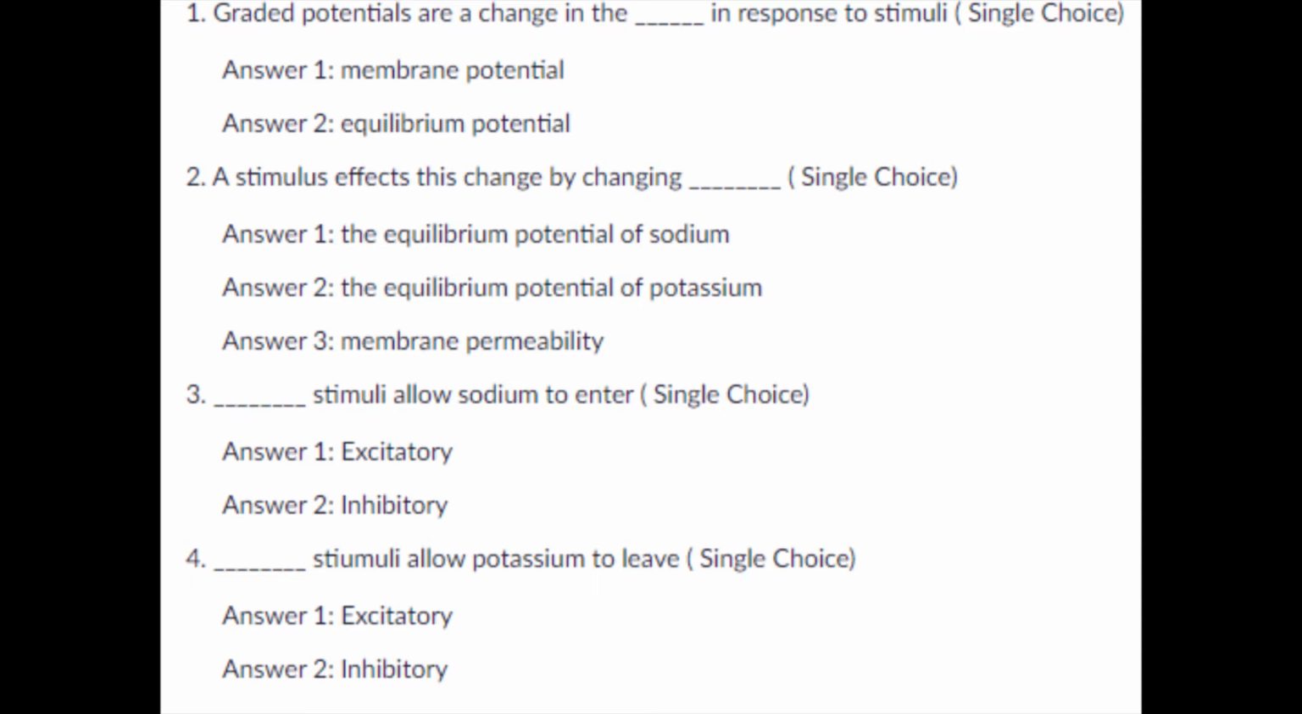But when we change the permeability of that cell, when we allow sodium and potassium to flow, they're going to flow in the direction that we can figure out from our equilibrium potential, but it doesn't change the equilibrium potential itself. What we're changing is the membrane potential. So whenever we measure the charge inside the cell versus the charge outside the cell, what we're measuring is the membrane potential, if we're measuring something in real time.